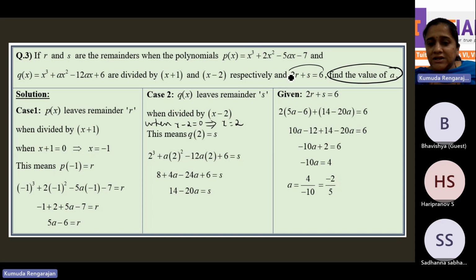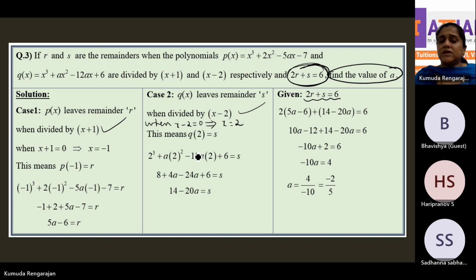So we have a third condition given to us. These two we already used. What is it? 2r plus s is equal to 6. So now substitute 2 times r. What is the value of r? 2 into r is 5a minus 6. Plus what is s? 14 minus 20a. 14 minus 20a is equal to 6.